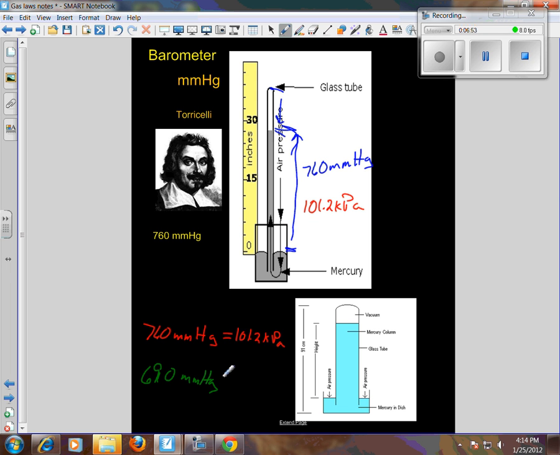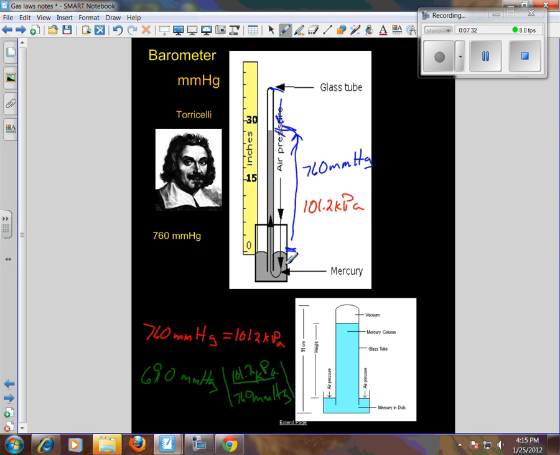Now, here's the deal. If we need to calculate kilopascals, we simply use what we've done in a lot of our other problems this year. We use a little dimensional analysis. We set up the dimensional analysis. I want to get rid of millimeters of mercury. I want to get to kPa. So we know the ratio is 101.2 to 760. Take your 690 times 101.2 divided by 760, and that will give you your pressure in kilopascals.